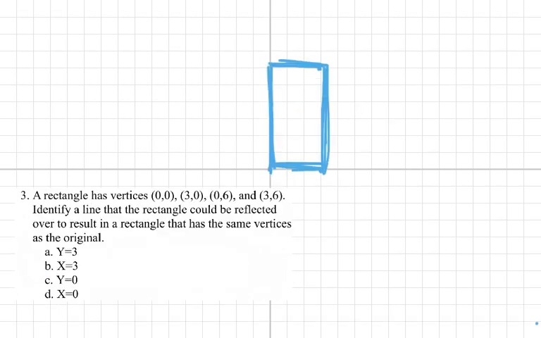Okay, so a rectangle has vertices, blah, blah, blah. Identify a line that the rectangle could be reflected over to result in a rectangle that has the same vertices as the original. Once again, looking for a line that's going to go directly through the middle. If you choose y equals 3, it goes directly through the middle. That's the answer. A.